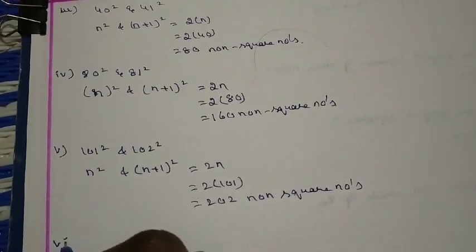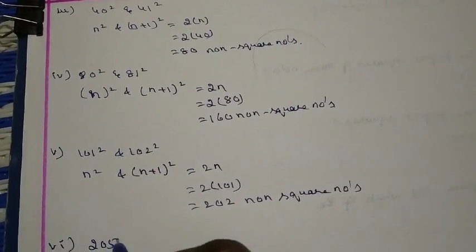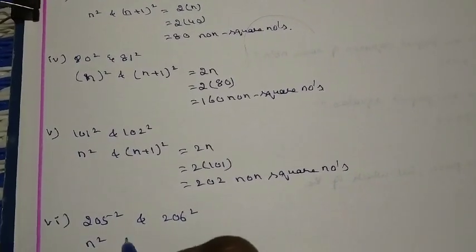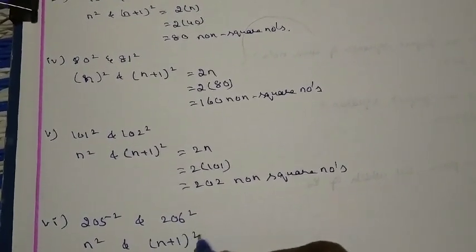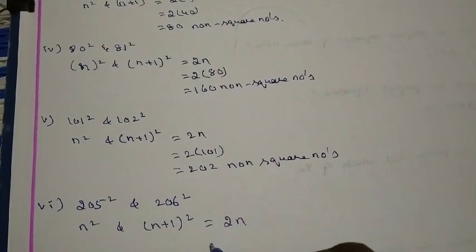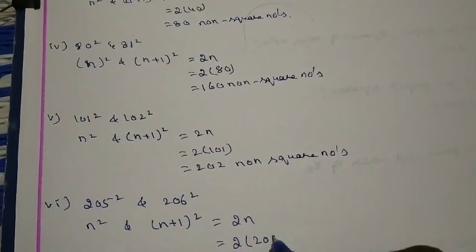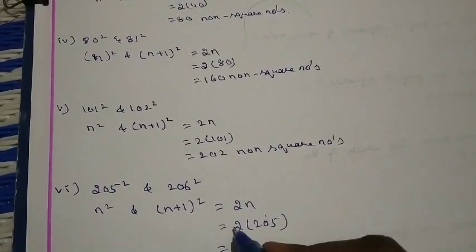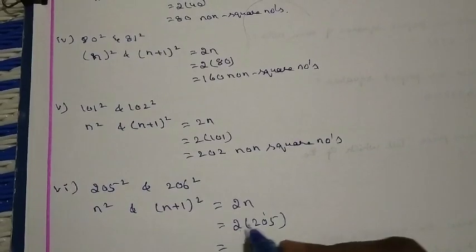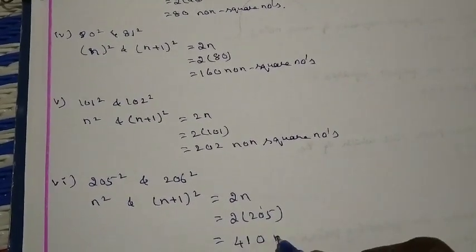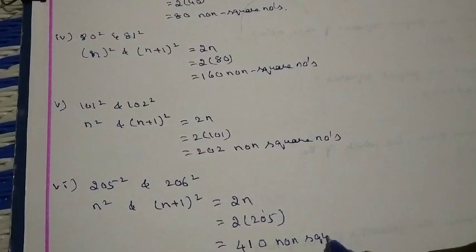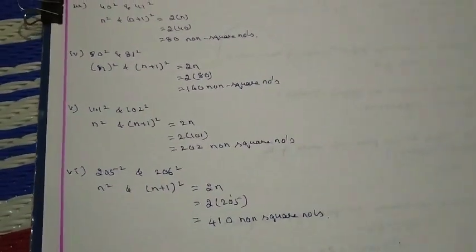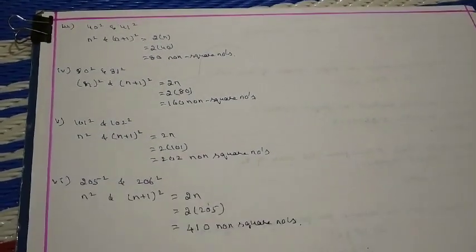Next, the sixth one, 205 square and 206 square. That is, between n square and n plus 1 square there are 2n, that is 2 into 205 equals: 2 fives are 10, 2 zeros are 0 plus 1, 1, 2 twos are 4, that is 410 non-square numbers. Hope this is clear for you, children. I'll go for the next one now.